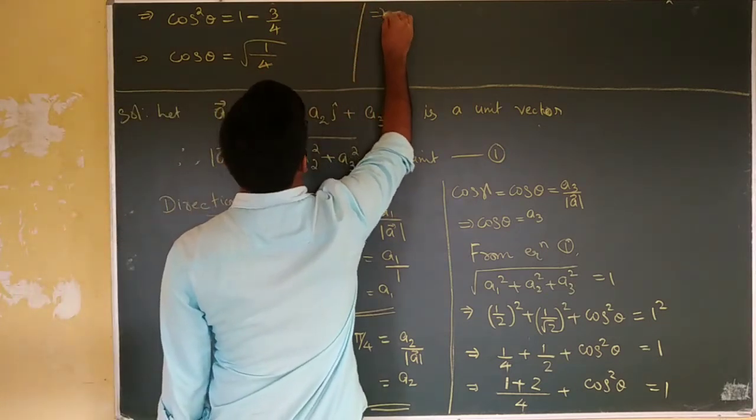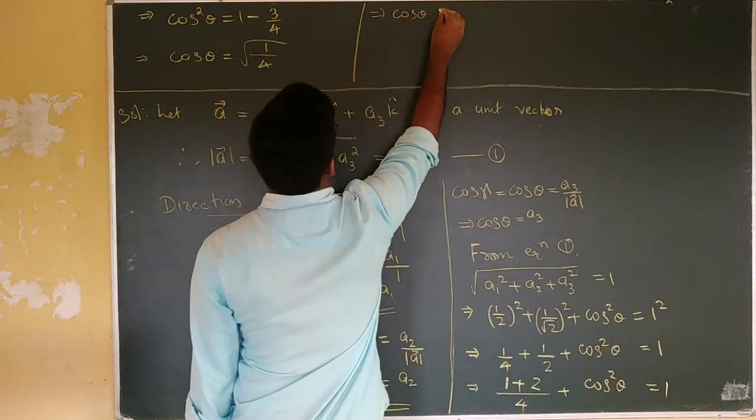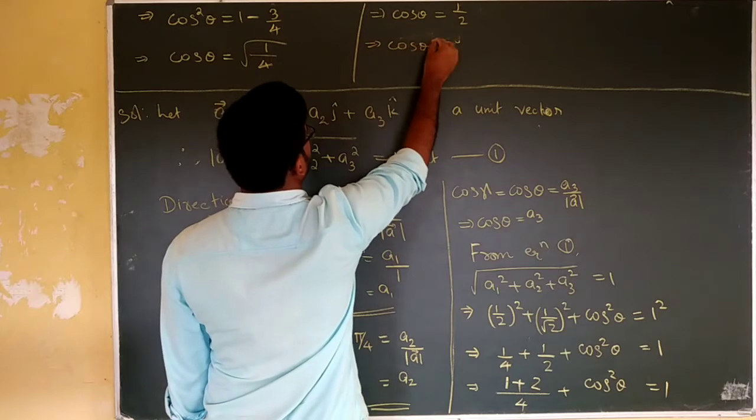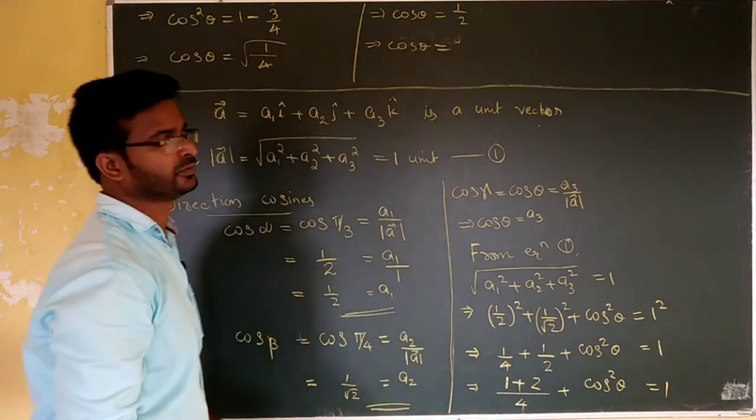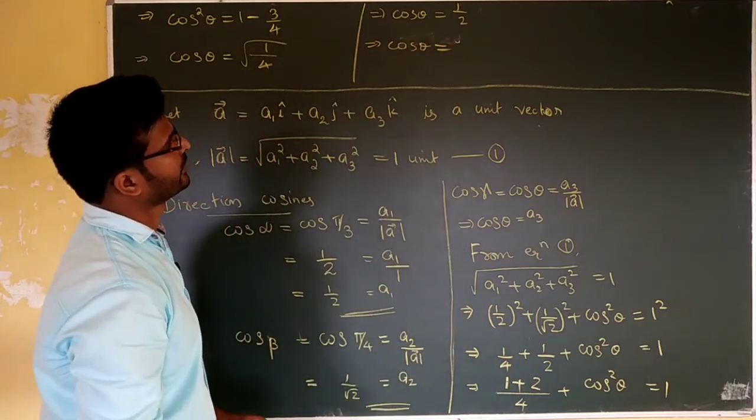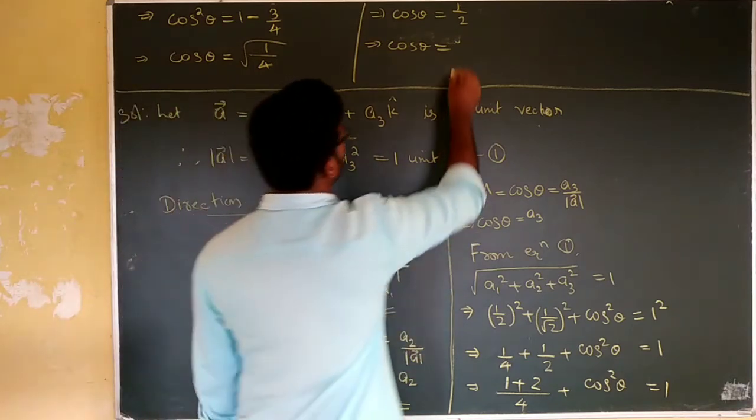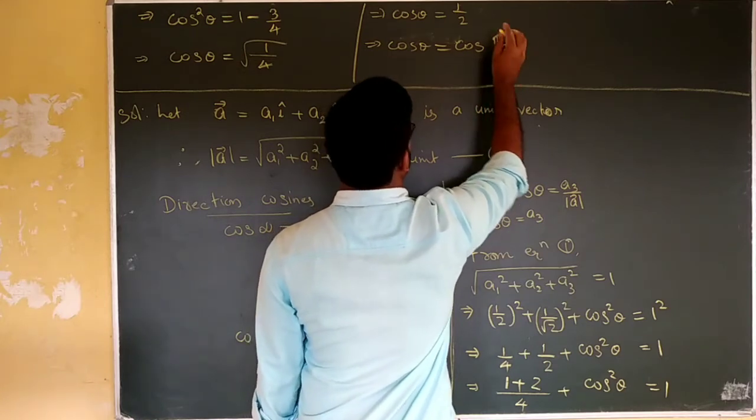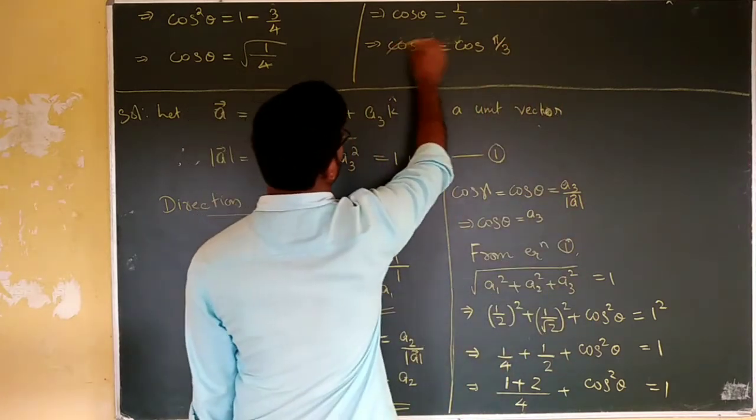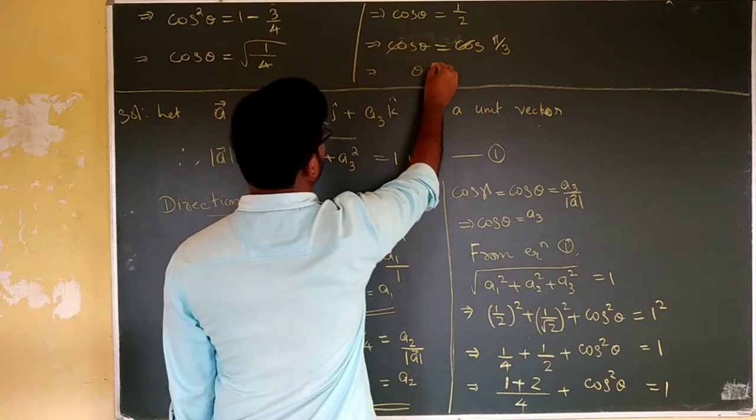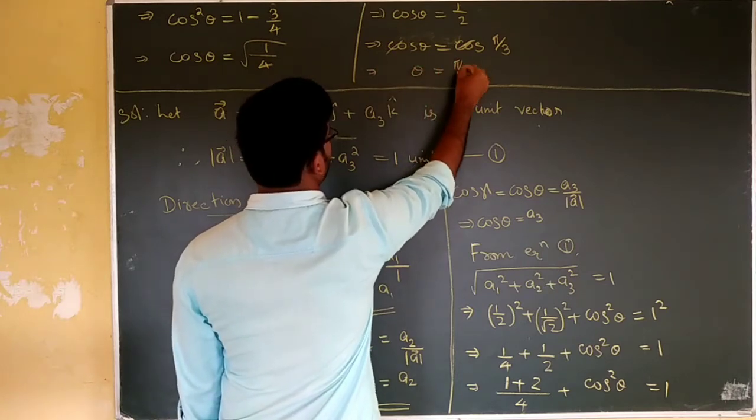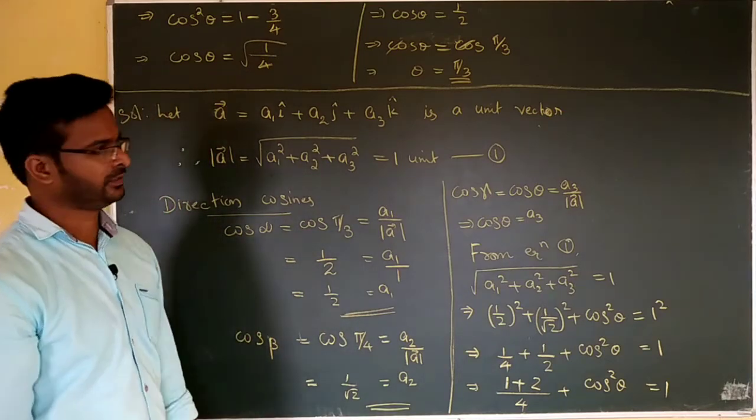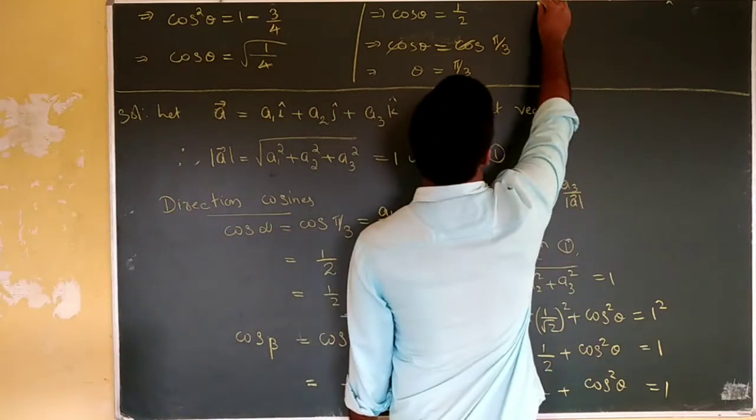Then cos theta equal to 1 by 2. When will this cos theta be 1 by 2? That is cos pi by 3, cos 60, isn't it? Got it? We got theta equal to pi by 3. Theta value got it. Now we need components.